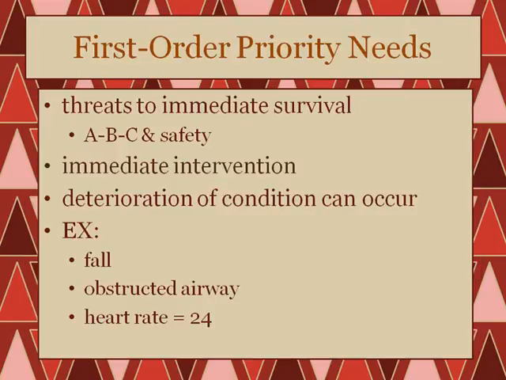Your first order priority needs involve those threats to immediate survival, and we know those threats as being airway, breathing, circulation, but also safety is considered a first order priority need. This requires immediate intervention, and if we don't intervene, the patient's condition is going to deteriorate. Examples of first order needs: patients about to fall, patient with an obstructed airway, or patient with a heart rate of 24. If we don't do something soon, we're going to have some major problems. So all of those are considered first order priority needs and always will be addressed first.